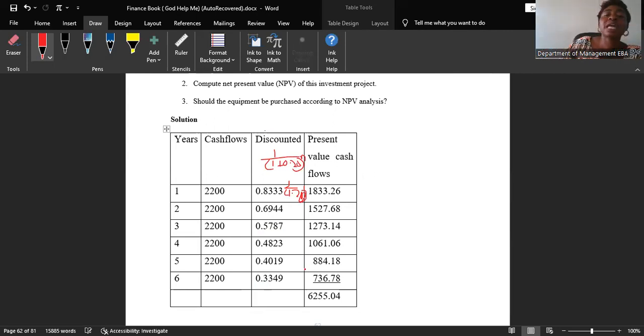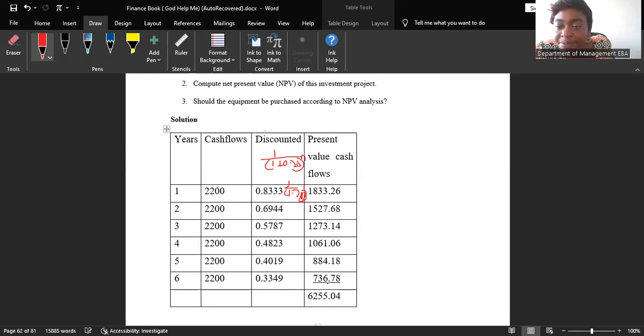So you will see that as the years increase, the discounted value will be reduced. After you have gotten this discounting value, you multiply them by the cash flow of each. So if you multiply this by this, this is what we get. We got 1,838. Multiply 2,200 by this, we get 1,587.68. Multiply 200 by this, and we get this. So we multiply this by this, and all this.